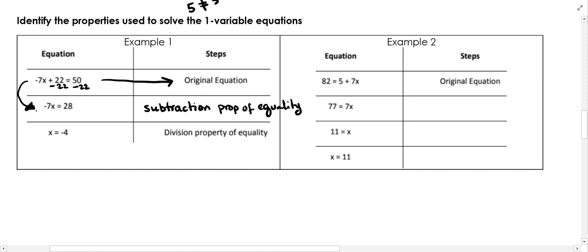All right, and then from here to here, it looks like they divided both sides by -7, and that property happens to be the division property of equality. All right, the second example, 82 equals 5 plus 7x. That's the original equation. So what happened to go from here to here? It looks like they subtracted 5 on both sides. So they used the subtraction property of equality.